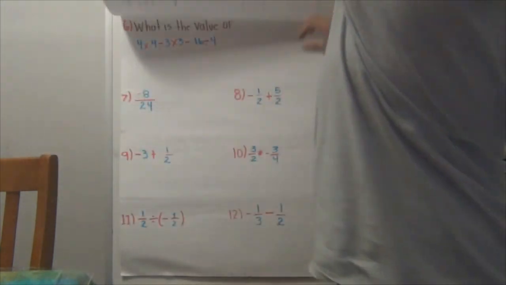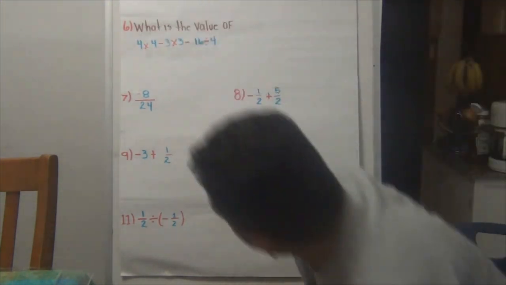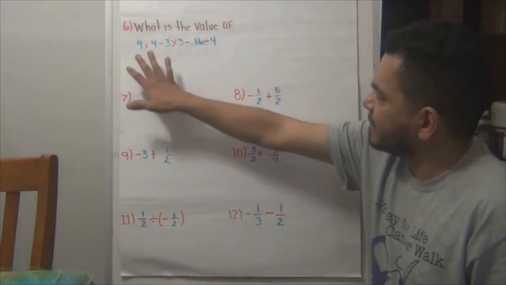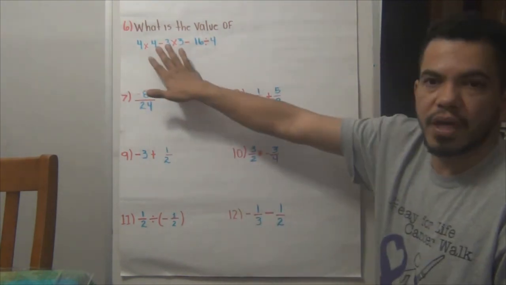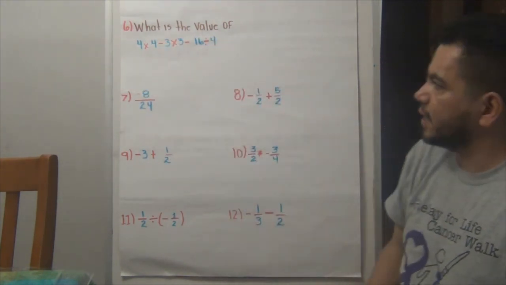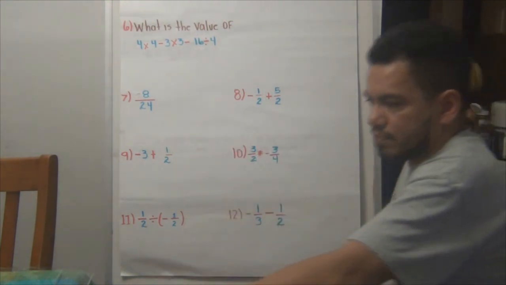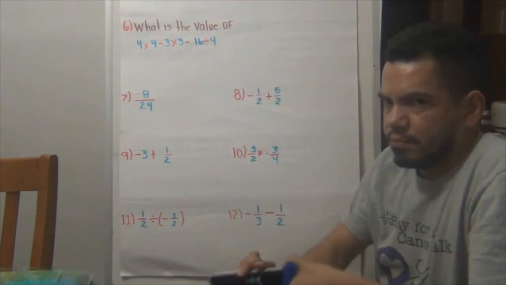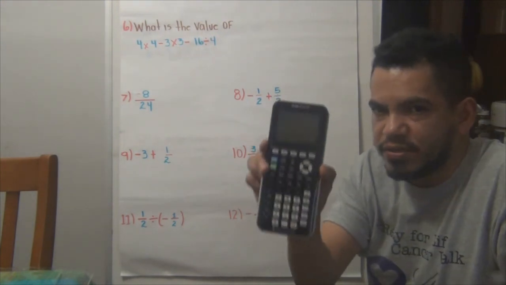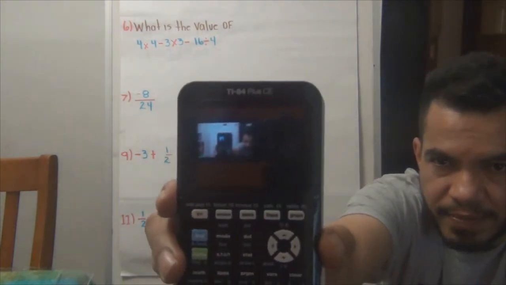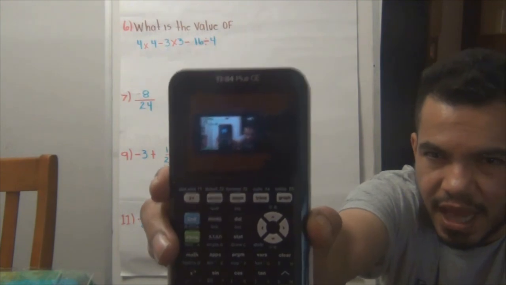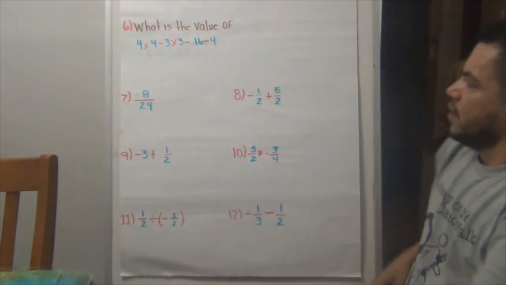Do we have more examples? Yes. What is the value of this? Well, I really have no idea. I'm going to have to use the calculator. This is going to save you. Trust me, you need to get this one. TI 84 Plus CE.